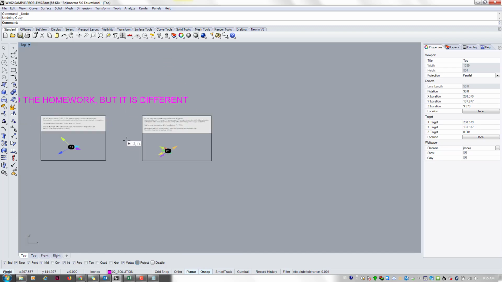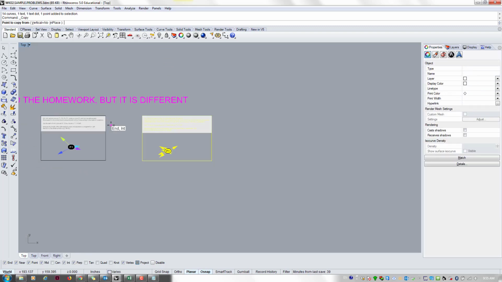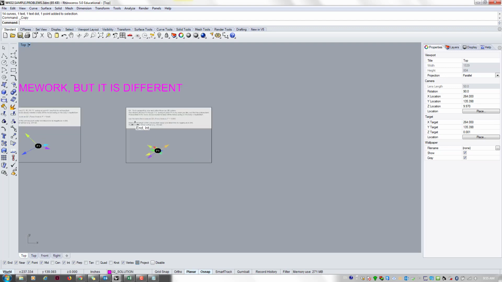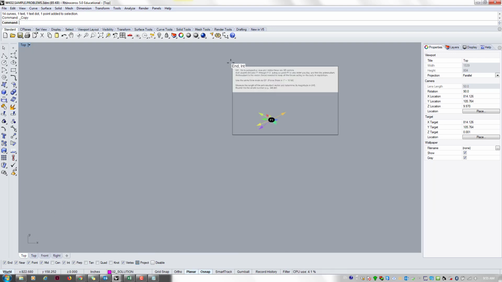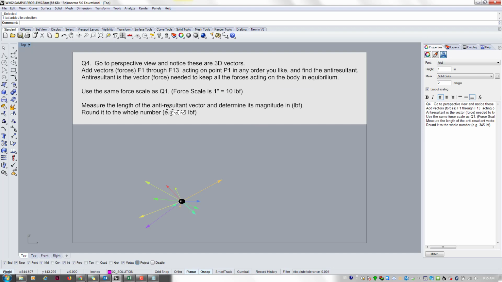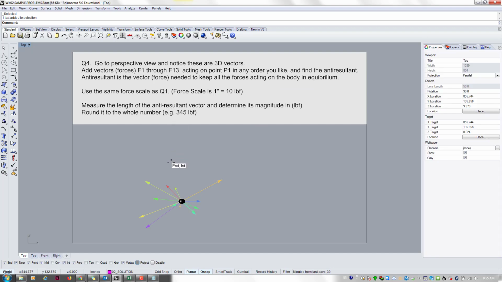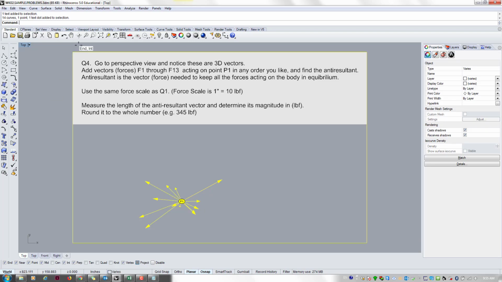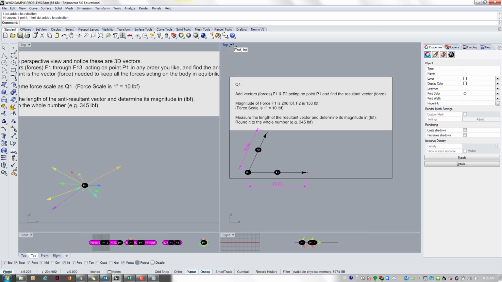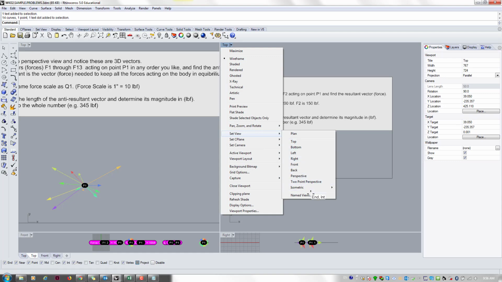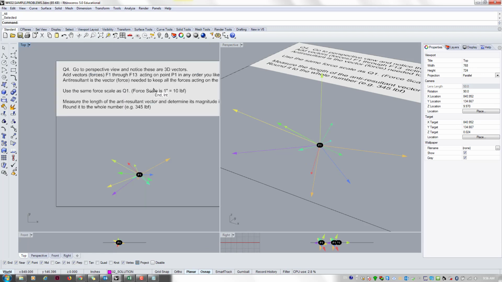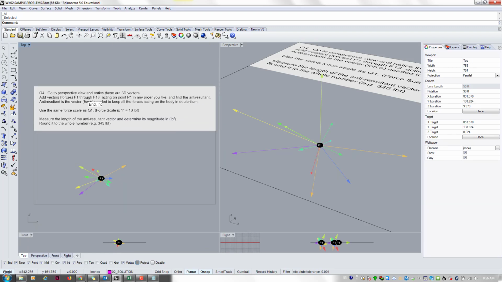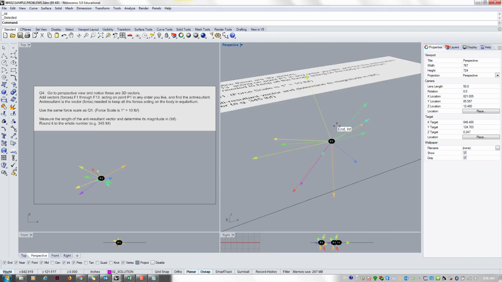Alright. Last part: now this is actually in 3D. We're going to look at it in 3D, which is exactly the same as how we do this in 2D. What I'm asking in this problem is to go to perspective view and notice these are 3 vectors. Add vectors F1; there are 13 vectors here.